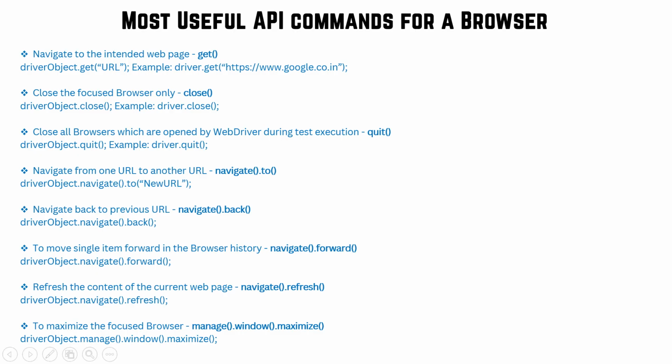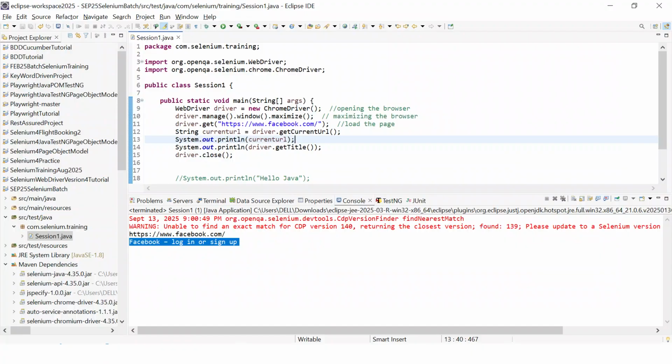Then we can go from one page to another page with the help of navigate.to. We can again come back with navigate.back. We can move forward again with the help of navigate.forward. We can refresh the page, in case it is not fully loaded, with the help of navigate.refresh. Now let's try to implement this.